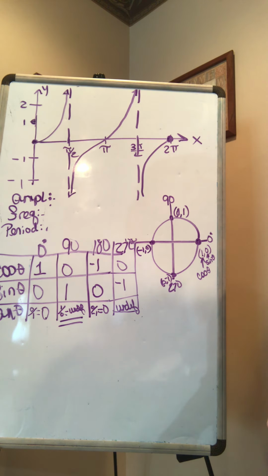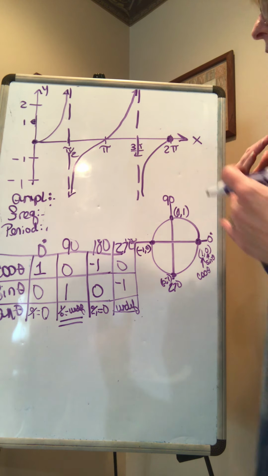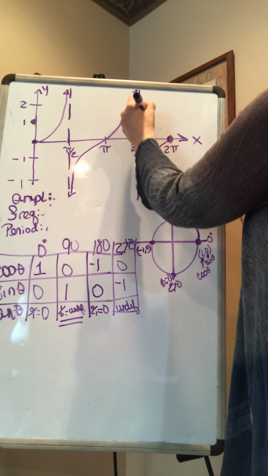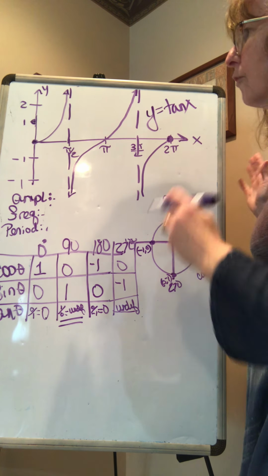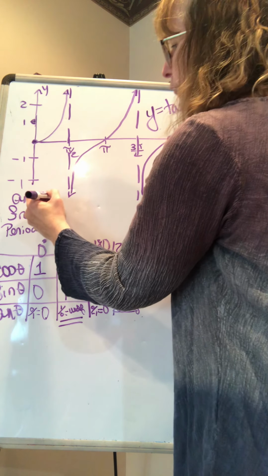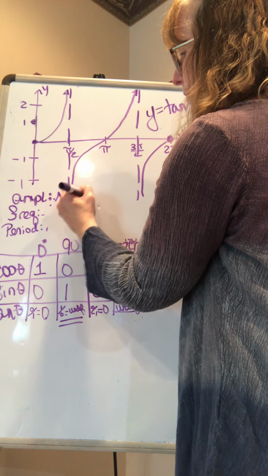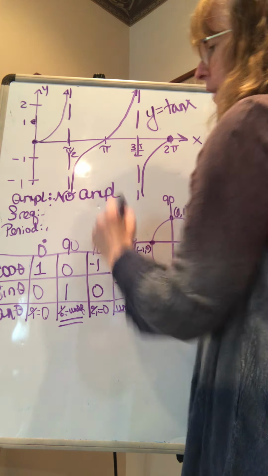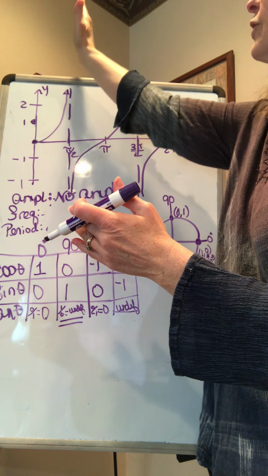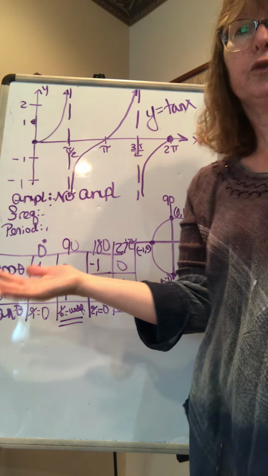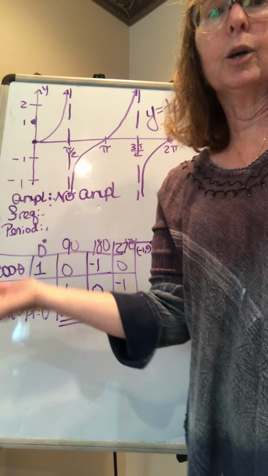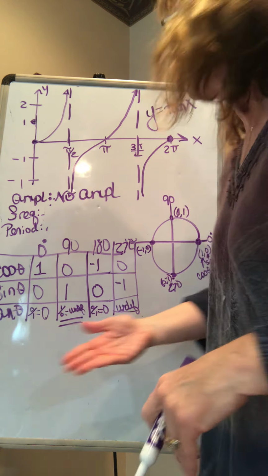So what do I know about tangent? So this is y equals tangent of x. Well, I know first and foremost it has no amplitude, because it goes continually forever. It'll get closer and closer to this asymptote, but it'll never touch it. It's working just like the asymptotes worked in exponents and logarithms.